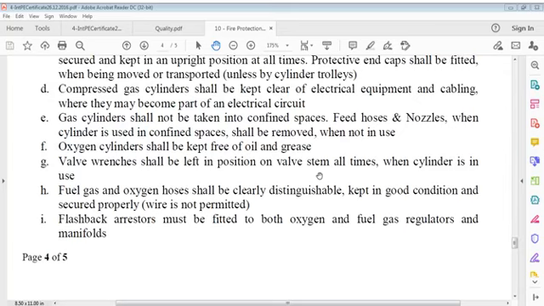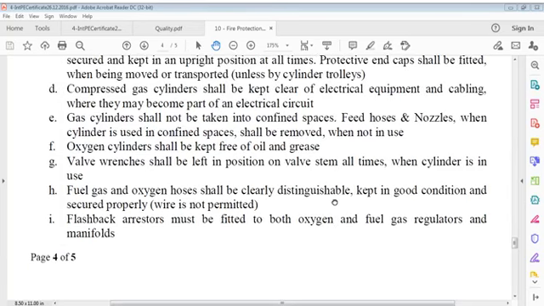Oxygen cylinders shall be kept free of oil and grease. Valve wrenches shall be left in position on the valve stem at all times when the cylinder is in use.